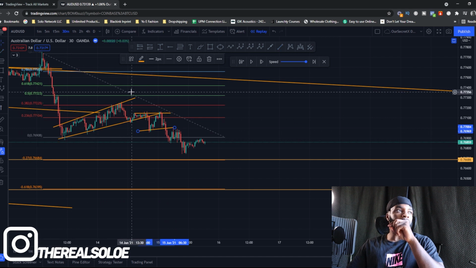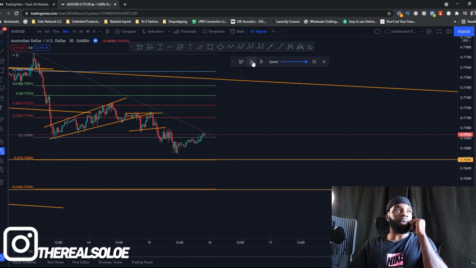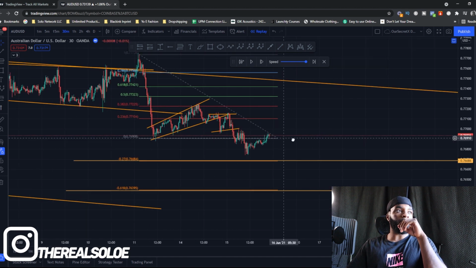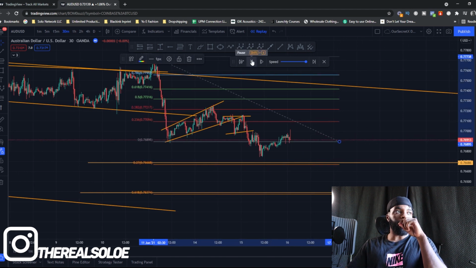So we got A, B, C, as well as another A, B, C. This is what I'm saying. You will always get a pattern inside of a pattern. Always, right? So that's basically what it is. So market is trying to hit this TP. And I really wanted to hit this TP while we're live right now.